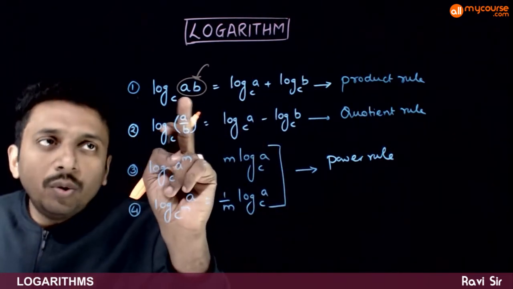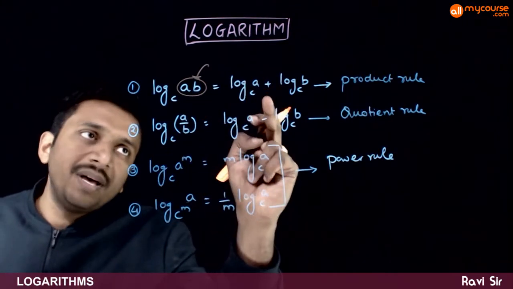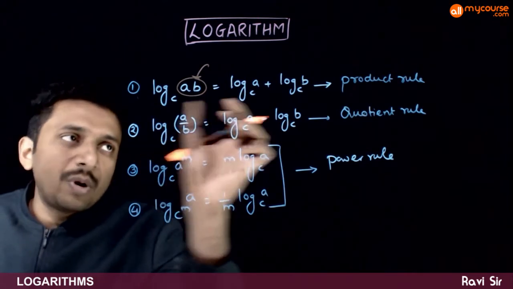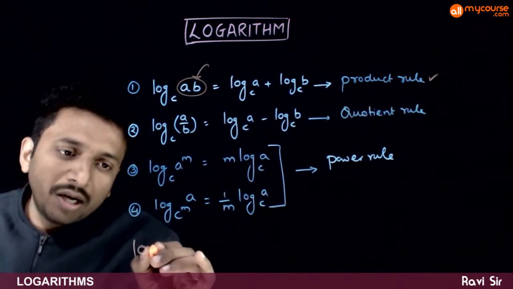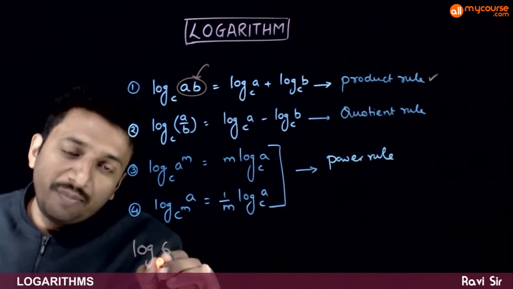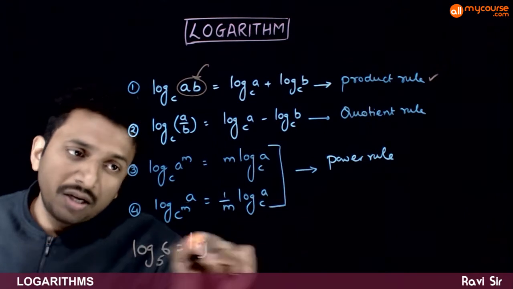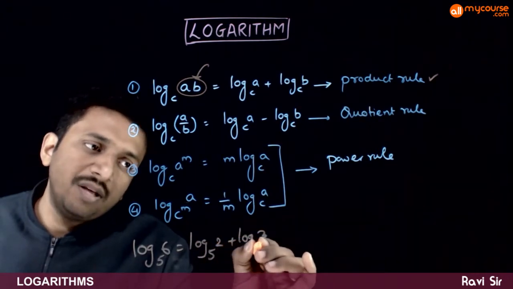That is, log 2 into 3 to any base is equal to log 2 to the same base plus log 3 to the same base. So this is the first property, which is called the product rule. For example, log 6 to the base 5 can be written as log 2 to the base 5 plus log 3 to the base 5.